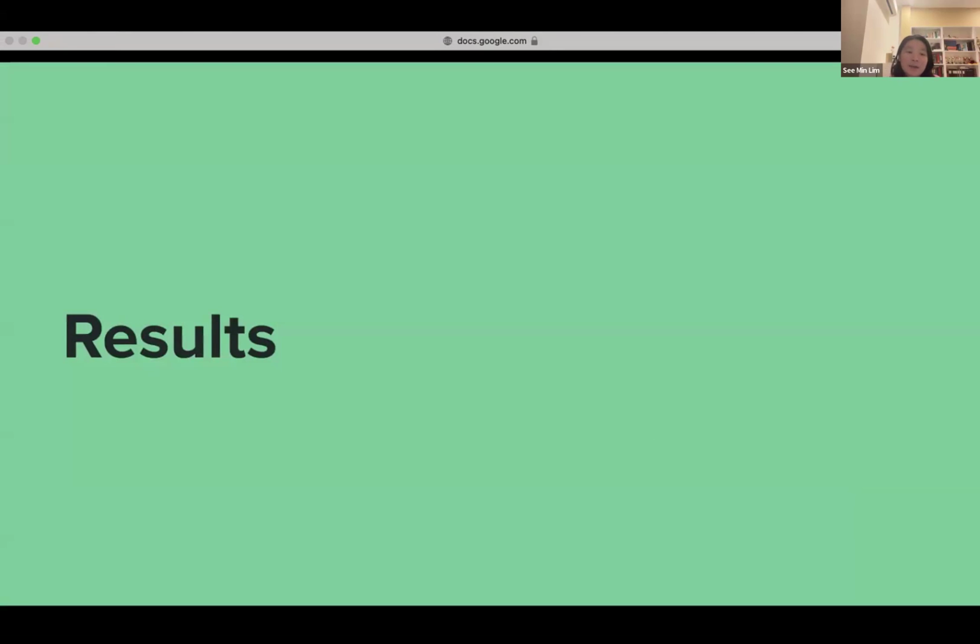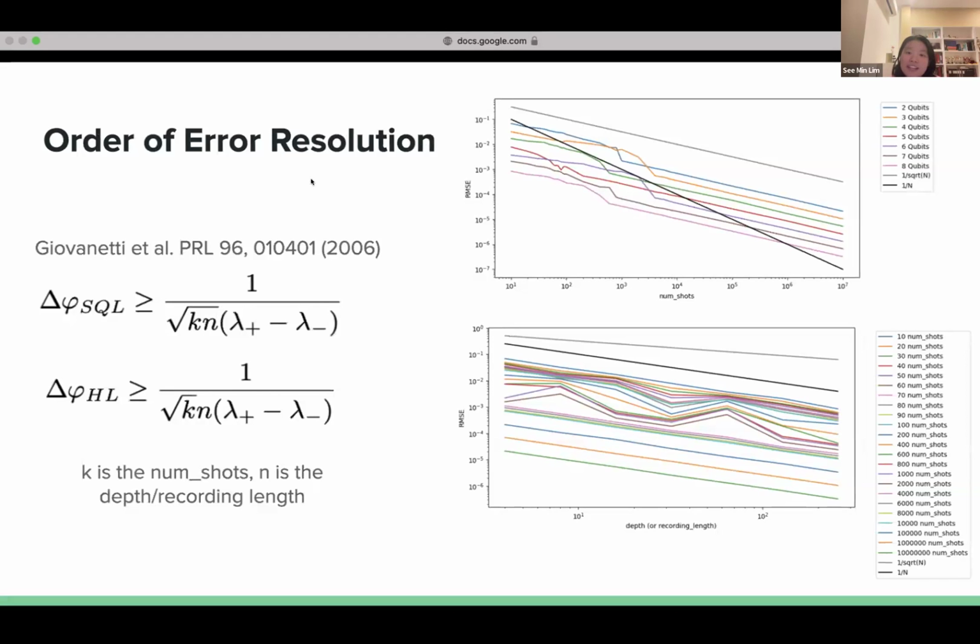Here are our results. Firstly, we can check the order of error resolution. When our RMSE is plotted against the number of shots, we can see that our experimental results, the colored ones here, follow a 1 over square root n order. In the case against the depth, or the recording length, which is the same as the M previously, it follows a 1 over n order of resolution.